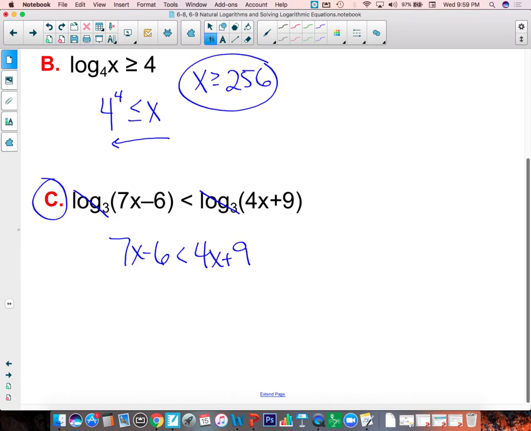All right, so I'm going to put the x's on the left and then put the numbers on the right. So it'll be 3x is less than 15. X is less than 5.